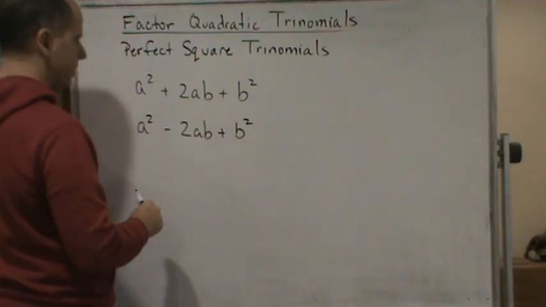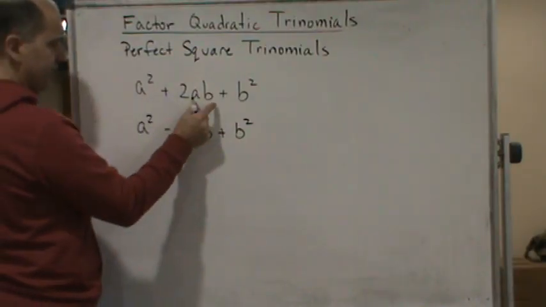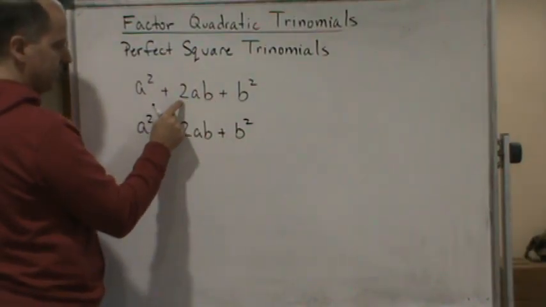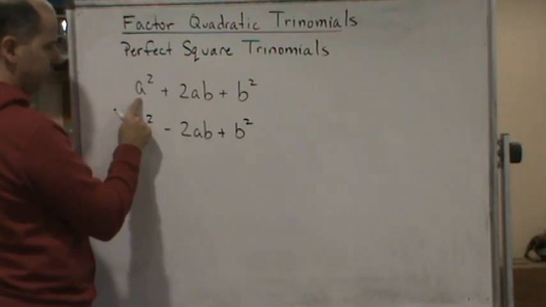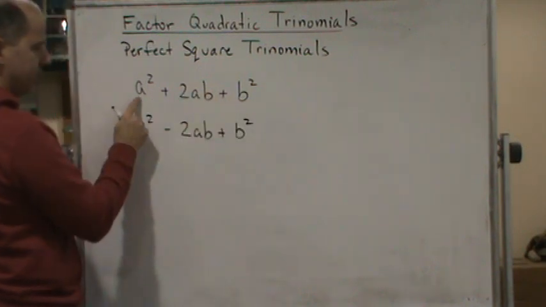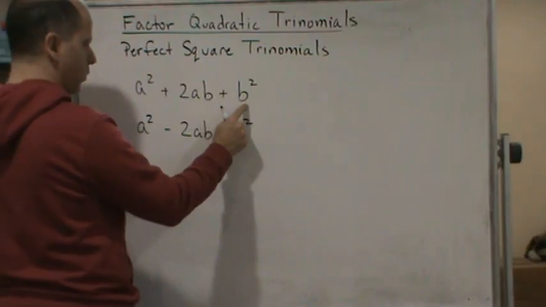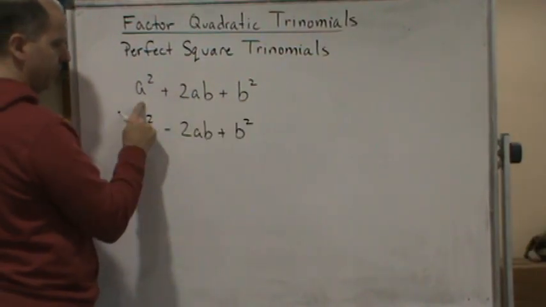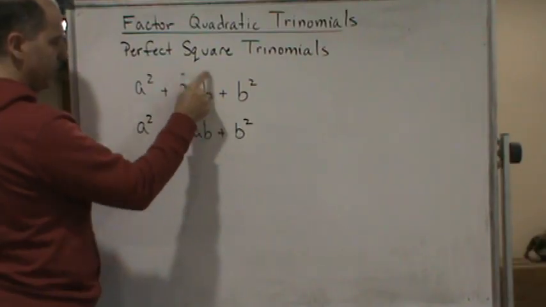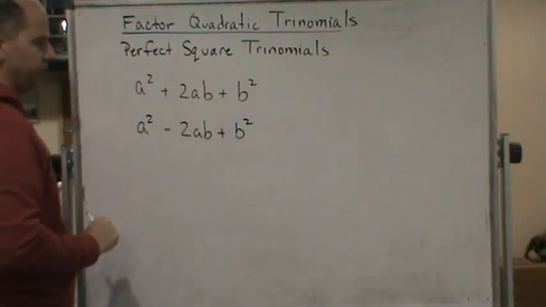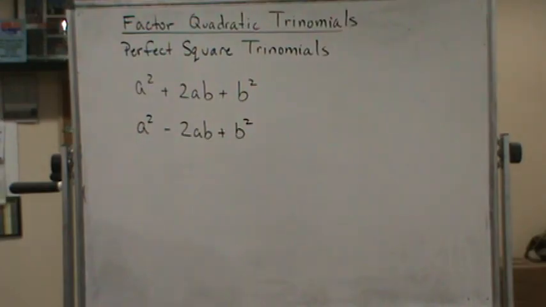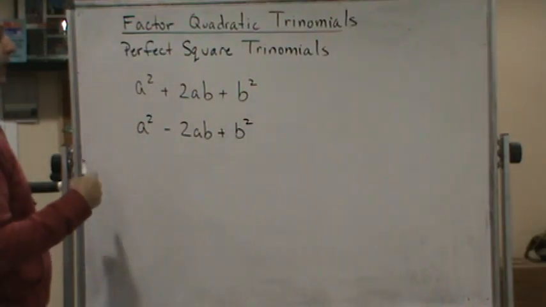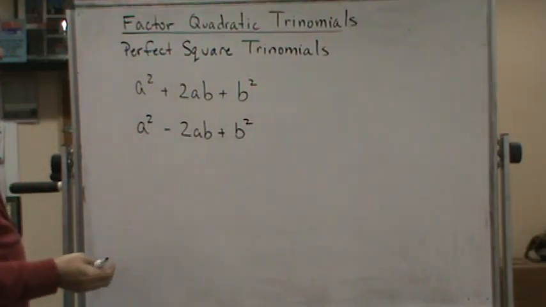But also notice that the middle term is double the product of the a and the b. So if this is a squared term and this is a perfect square, then you take the square root of both of these, find your a and b, and the middle term should be double the product of a and b. If that's the case, then you have a perfect square trinomial.